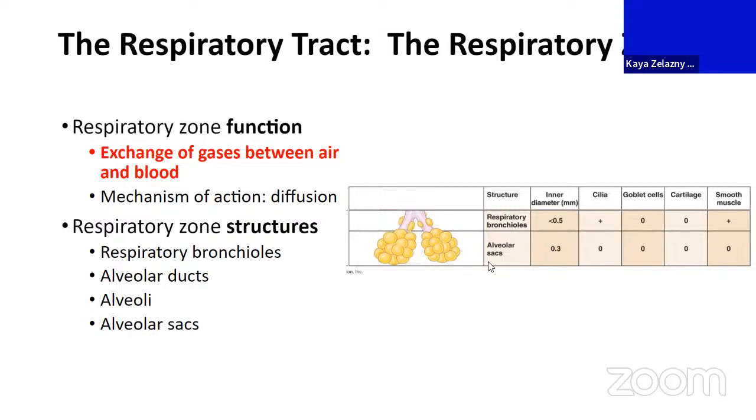So that's what's happening beginning in those respiratory bronchioles, but really where most of this is going to happen is down in your alveoli, which are these little grapes here in these grape-like structures called alveolar sacs. The tubes going into the alveoli are called alveolar ducts.